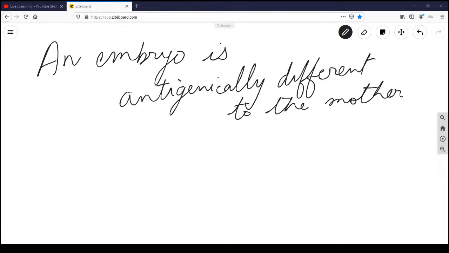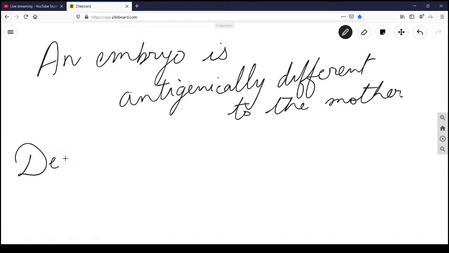Decidual reaction means the decidual cells are tightly adherent and they form a massive cellular matrix, a structure that first surrounds the implanting embryo and then later occupies most of the endometrium. That is the role of the decidual cell.